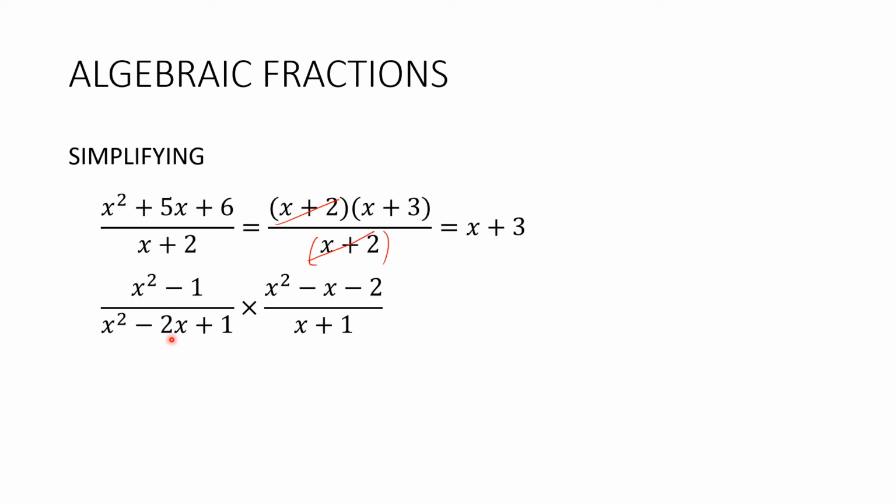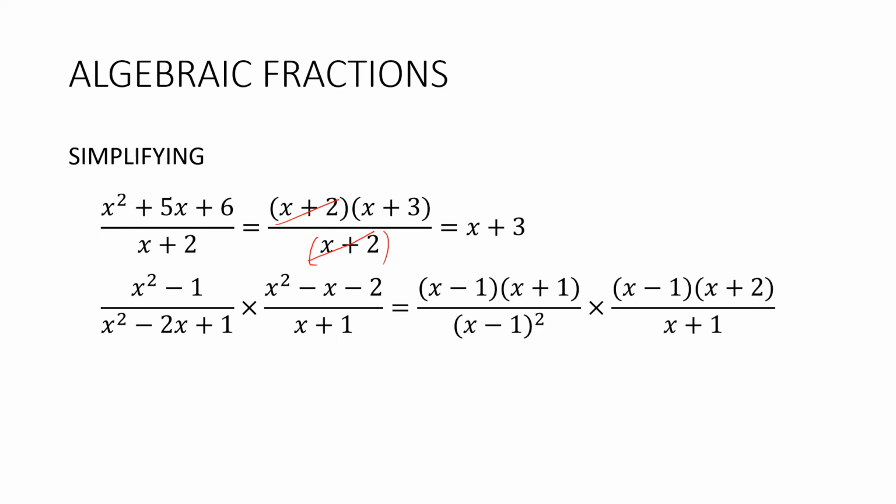This is x minus 1 all squared. This is x minus 2, x plus 1. And this is x plus 1. All right, now here's the thing. Because we've got multiplication signs here and here and here, we can cancel anything on the top with its identical term on the bottom, even across fractions.